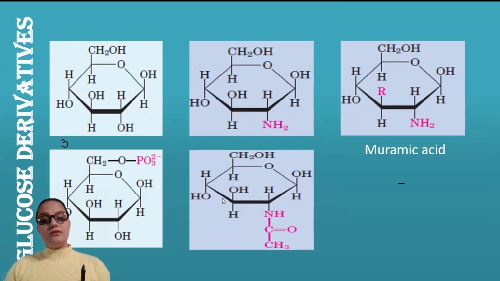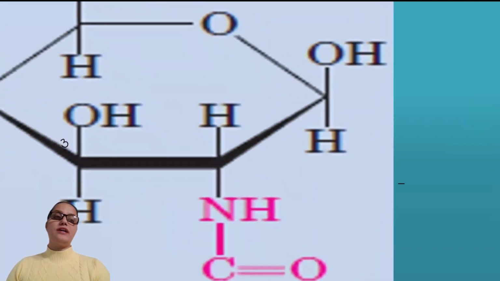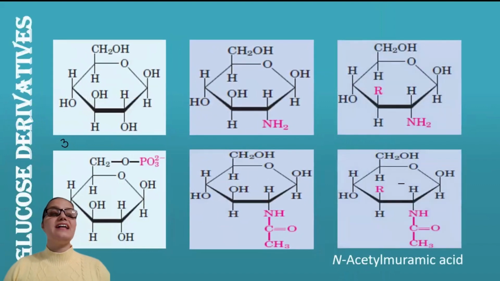Now we need to do the derivative of this N-acetyl glucosamine. In this N-acetyl glucosamine also, when this OH present on carbon number 3 gets replaced again with lactic acid, then the structure which is formed is called N-acetyl muramic acid. So these are all the basic structures of the derivatives of glucose. These all are just normal derivatives of glucose, and they are really, really important.